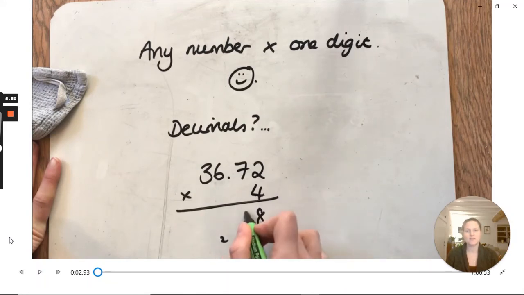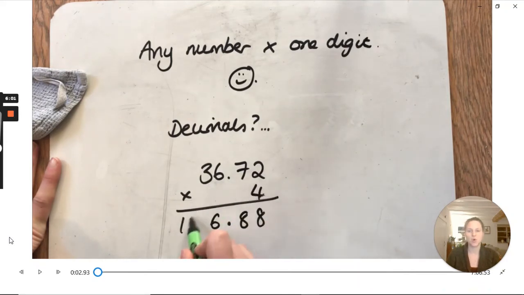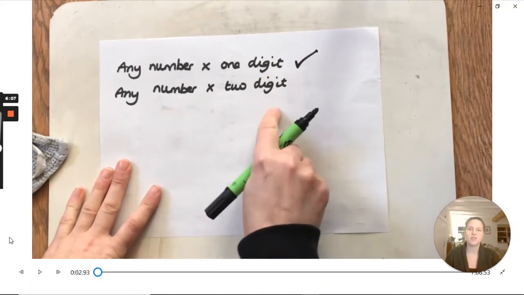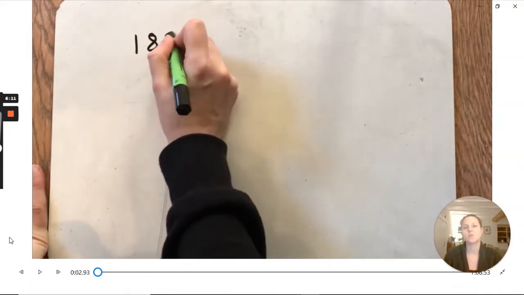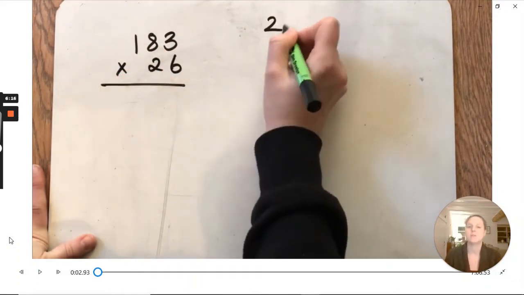So I'm now doing 7 times 4, which is 28. Make sure I carry that decimal point down. 6 times 4, add the 2. 3 times 4, add the 2. And I've got my answer. So we can now multiply any number with a 1-digit number. And you should pause the video here and go away and practice that, because we're now moving on to multiplying any number with a 2-digit number.